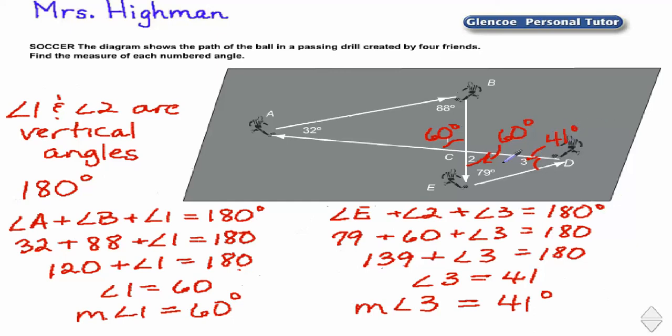If you were to add these together, 60 plus 41 plus 79, that equals 180. And from our first triangle, 32 plus 88 plus 60 equals 180 also.